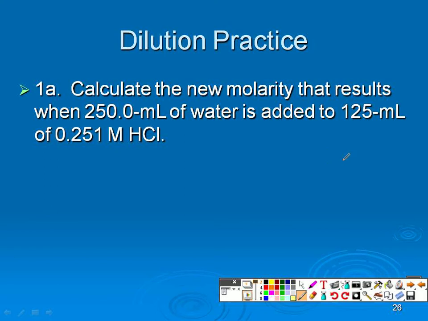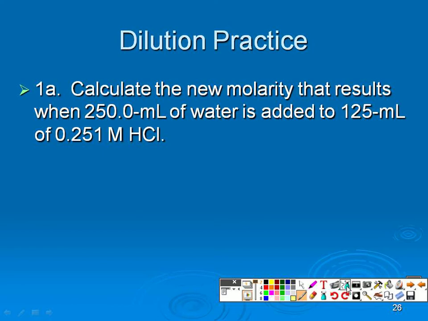And then if we plug and chug, 0.251 moles per liter times 0.125 liters, and we're going to divide it by volume 2, which we added up to be 0.375 liters. Multiply, multiply, divide, and you get 0.0837, and you write big M molar, put a lovely geometric shape around it. 0.0837 molar. I love it.